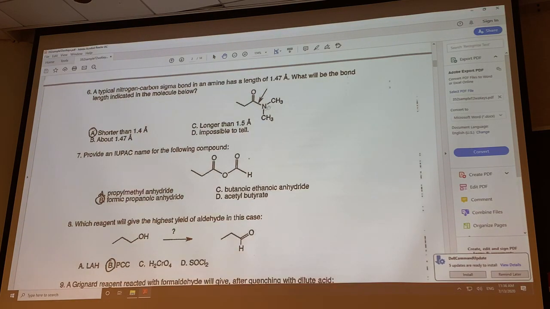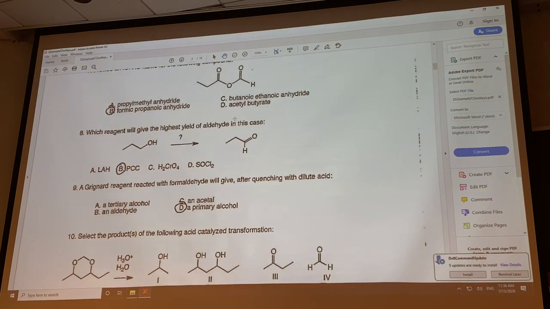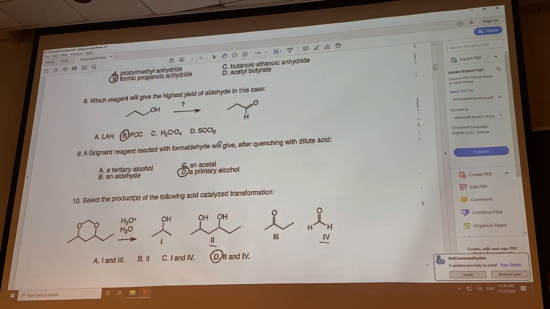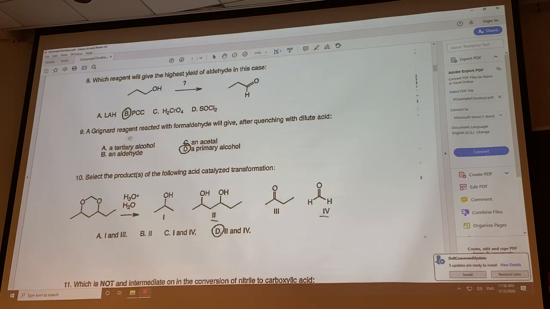Bond length, structure things, due to resonance, that's shorter, yeah. Naming again here. PCC, that's not DCC now. We're doing the oxidation there. Remember, it stops at the aldehyde. Grignard reagents with formaldehyde will give primary alcohols. Yeah, remember the different functionalized carbonyls. Formaldehyde, an aldehyde, and a ketone. Okay. Grignards also react with esters and acid chlorides. They add twice, right? Grignards are very versatile that way.